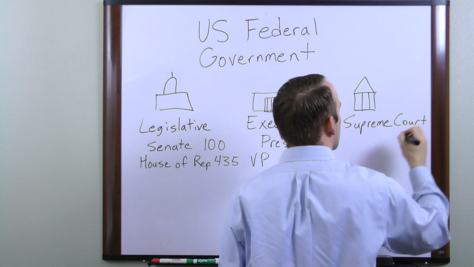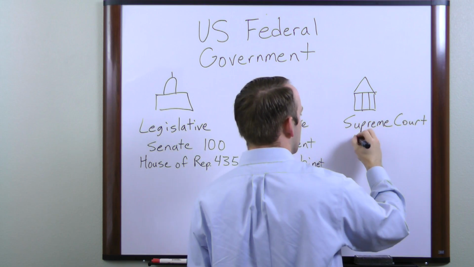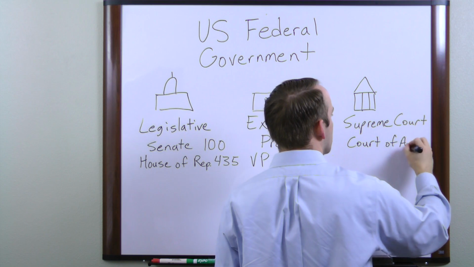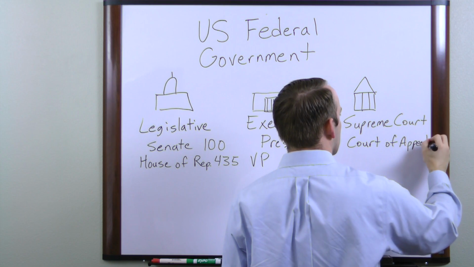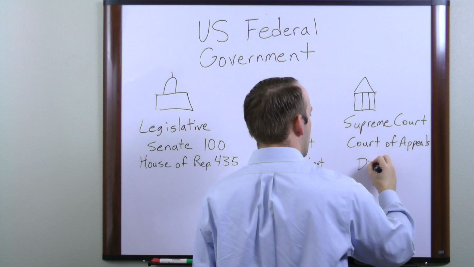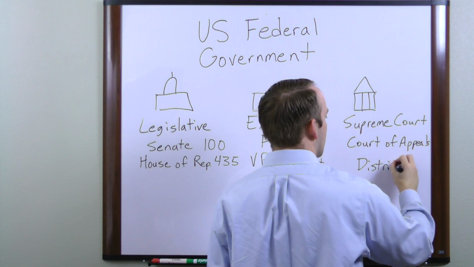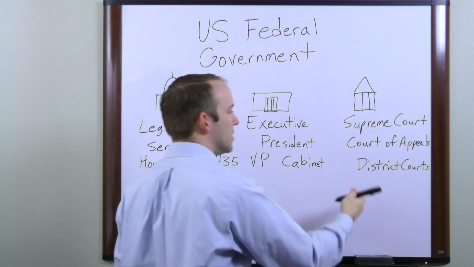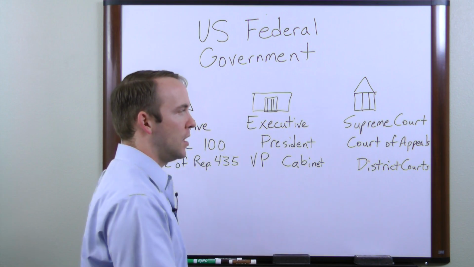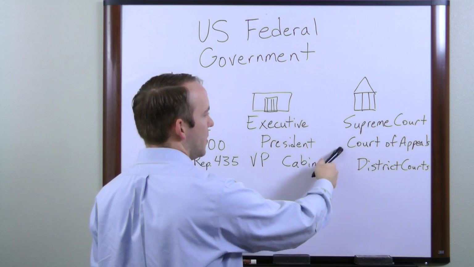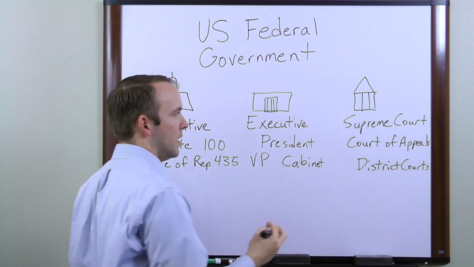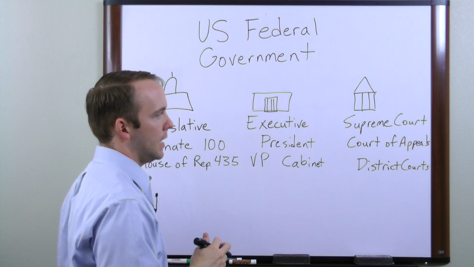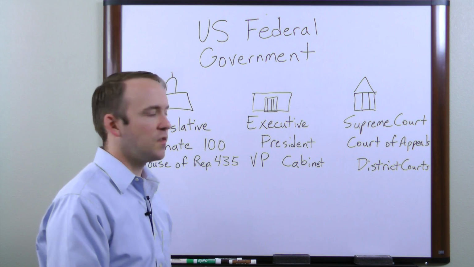Now, underneath the Supreme Court, there's the Court of Appeals, and underneath those are district courts. And very few cases actually make it all the way up to the Supreme Court. Most cases are heard at the district courts, and then if one of the sides appeals, it may be heard by the Court of Appeals, and then the Supreme Court is the final arbitrator in any lawsuit that is filed.